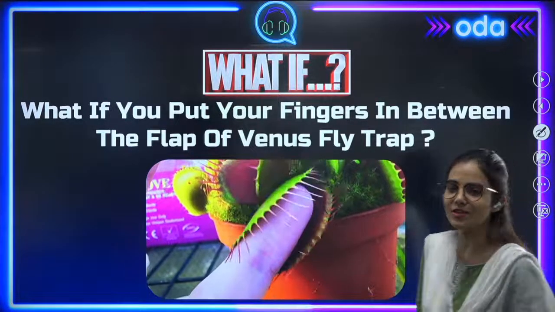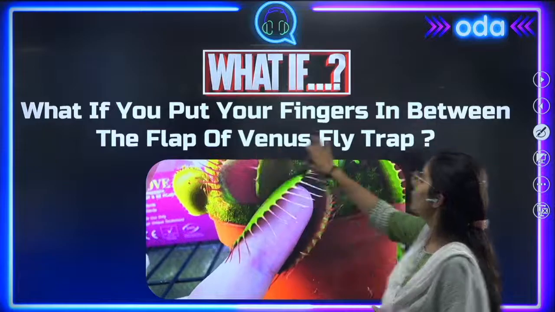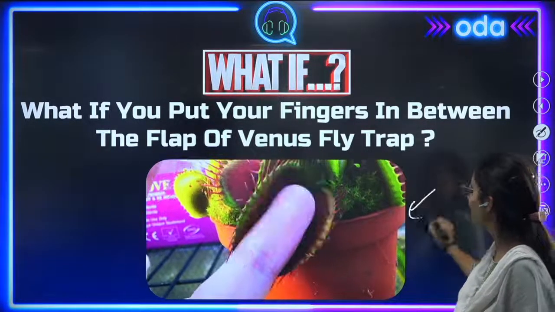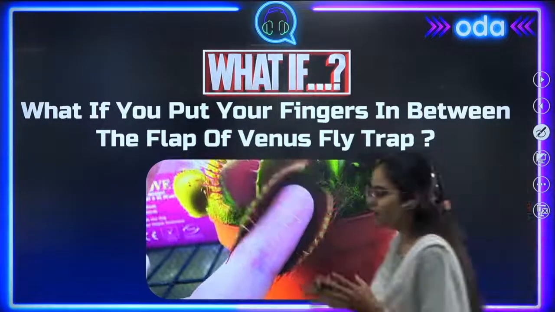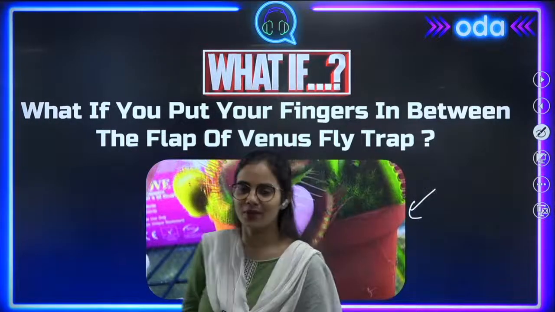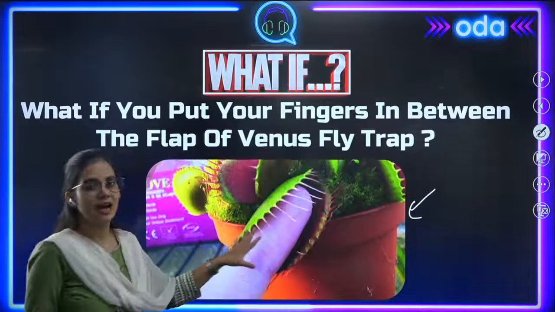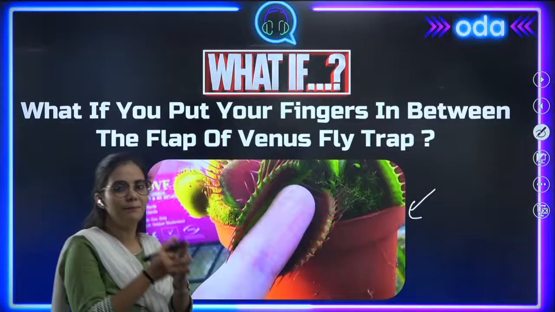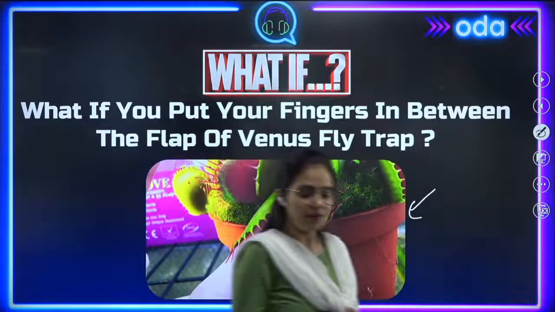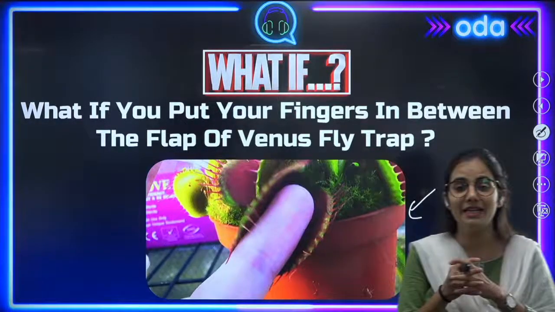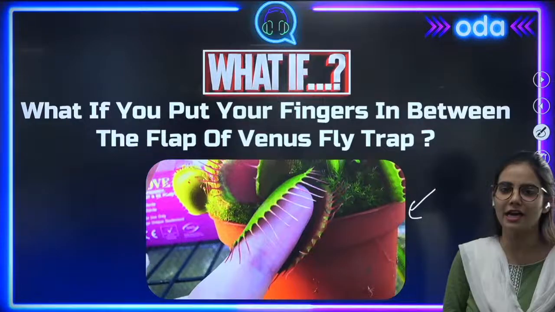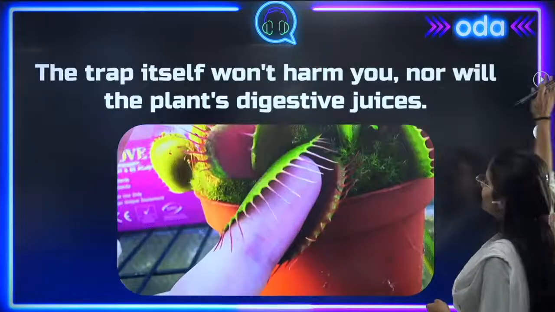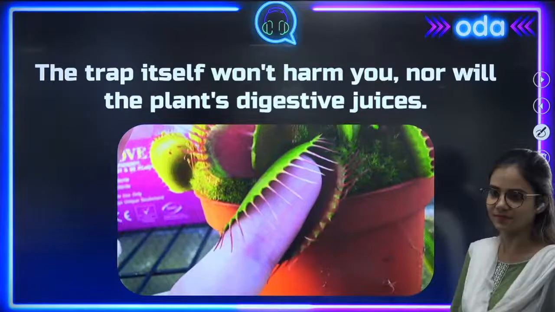So let me tell you something. If you put your fingers in between the flaps of the Venus flytrap, what will happen? Basically, you will still remain safe. Why? Because your fingers are too huge for the Venus flytrap to get a complete hold on, right? And unless and until they have a complete grip, they are not going to release any digestive enzymes. So there you are still safe.